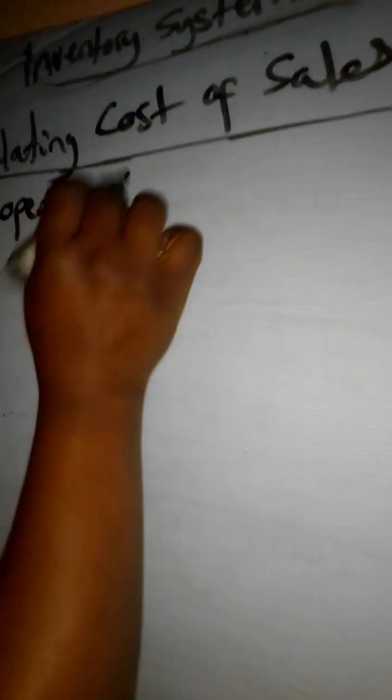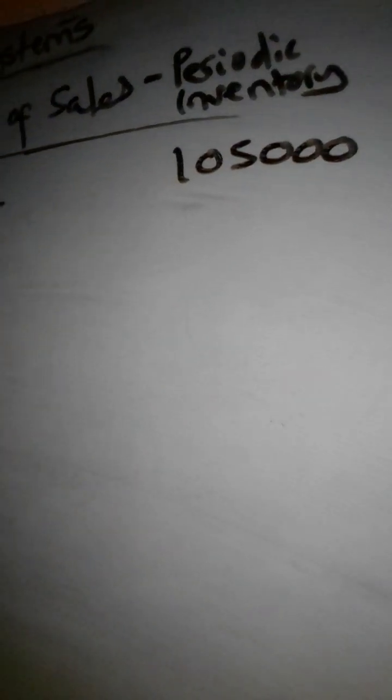Every time we are required to calculate the cost of sales, we always start by identifying our opening stock if it is given. Like in this question, the opening stock is given as 105,000. 105,000 is our opening stock, and then we add the purchases. But don't forget to adjust the purchases for returns. Let's go to the transactions that are given from the second.